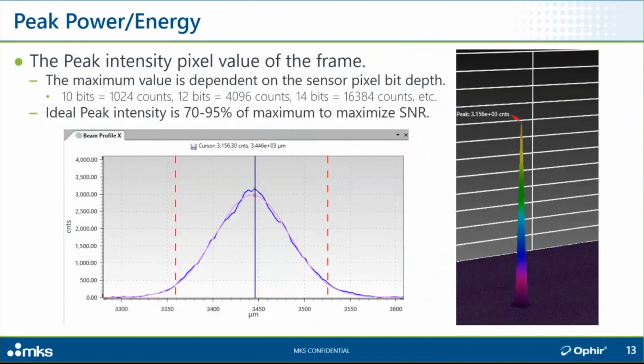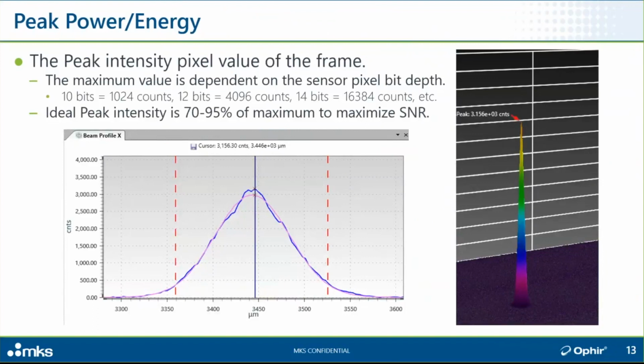Peak power and energy is simply the peak intensity of the laser signal. The maximum value is dependent on the sensor pixel bit depth. So for example, a 12-bit camera would be 4,096 counts, 14 bits, 16,384 counts, and so on.